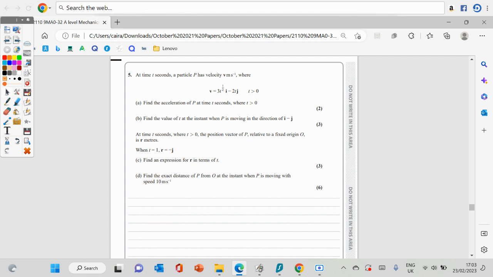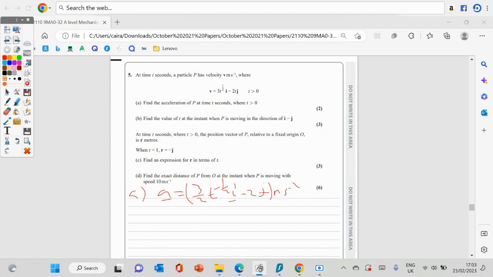So, if I've got velocity and I want acceleration, I need to differentiate v. So, in part A, this is like the basics of differentiation. I just need to use the power rule in order to find the value of a, which is the derivative of v, which is just 3/2 t to the minus a half i minus 2j meters per second squared. Alright. That's part A done, 2 marks.